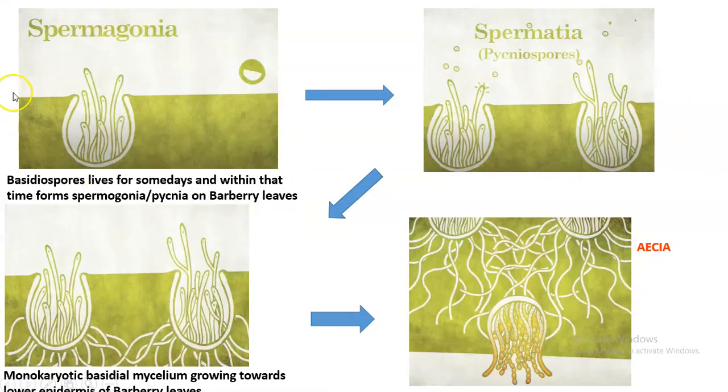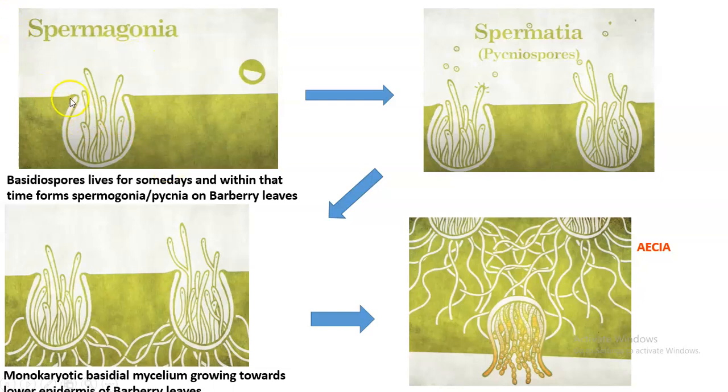Now the basidiospores, during the spring-summer season, at the beginning of the summer season, will be moving to this particular structure, the barberry plant. Okay, the barberry plant, which grows in the hills. This is the alternate host, or second host, of Puccinia graminis.